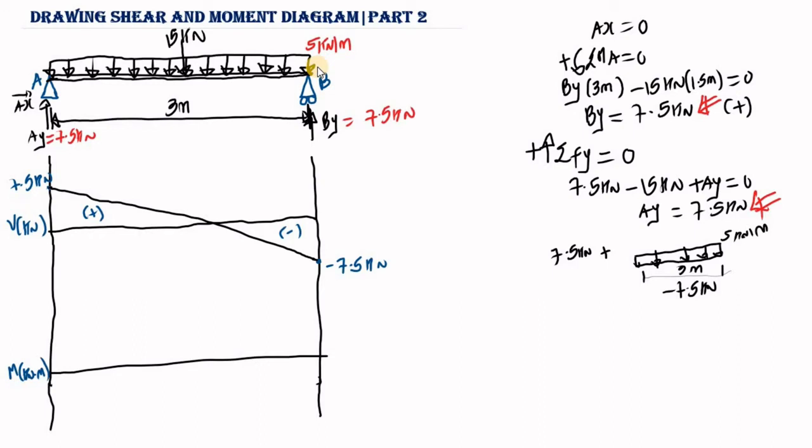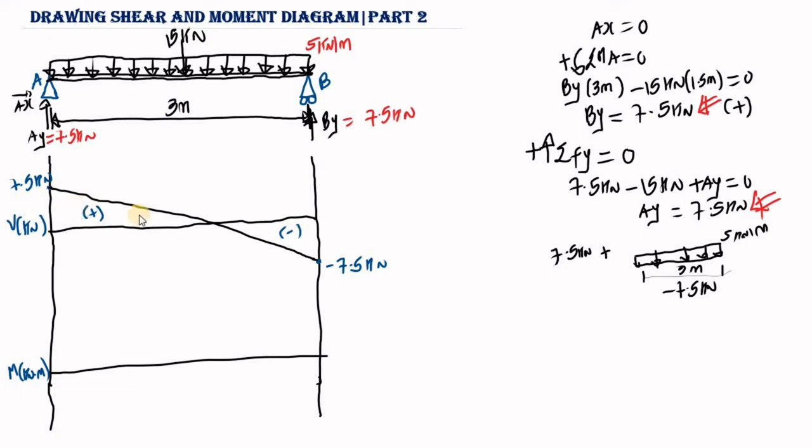Now let's draw the moment. To draw the moment diagram, you need to take the area of the shear diagram. This is how you draw the moment diagram. You take the area of the shear diagram. So now let's take a look at the shear diagram. This is the shear diagram, right? We are going to take a look at this area and also this area.